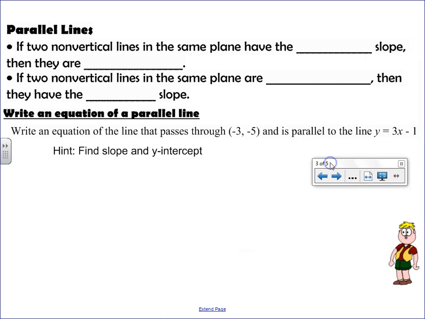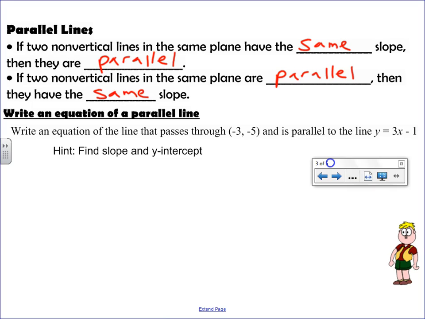So let's put that down in writing. If two non-vertical lines in the same plane have the same slope, then they are parallel. And the converse of that, if two non-vertical lines in the same plane are parallel, then they will have the same slope.